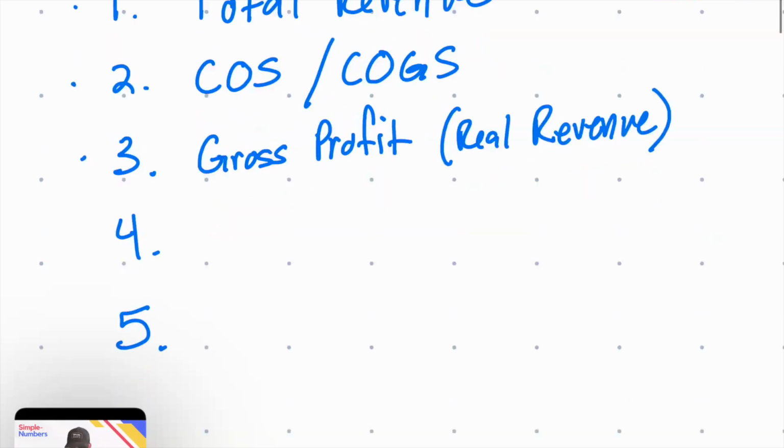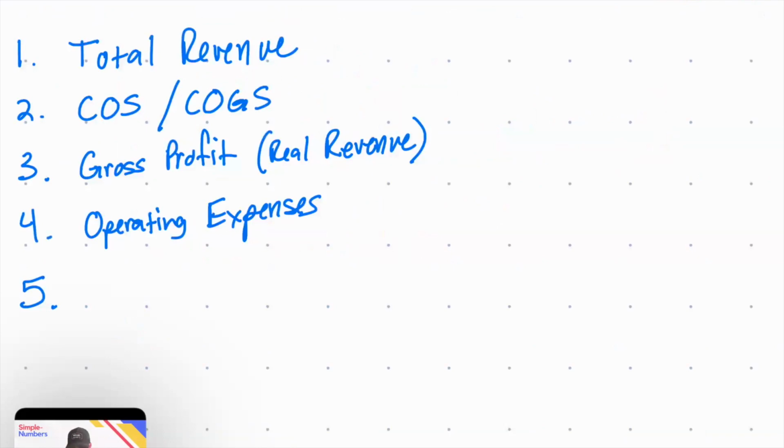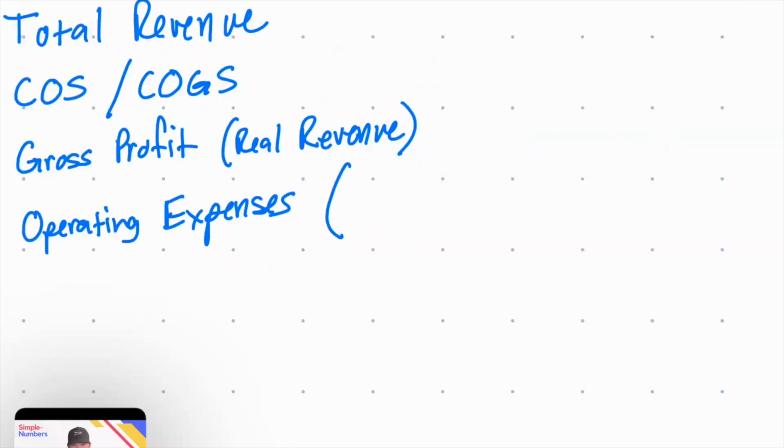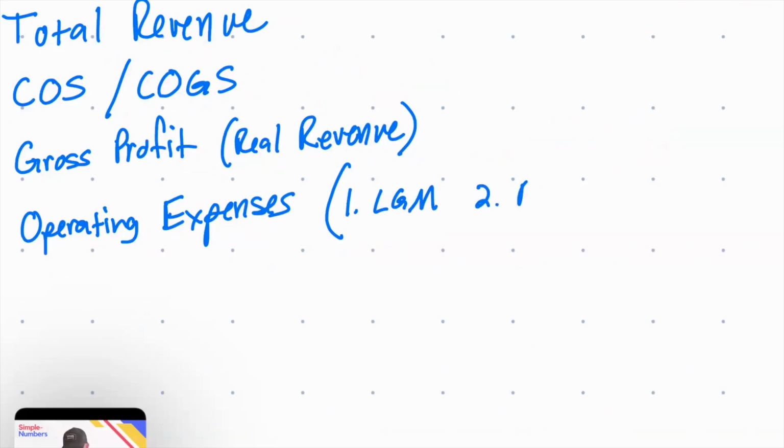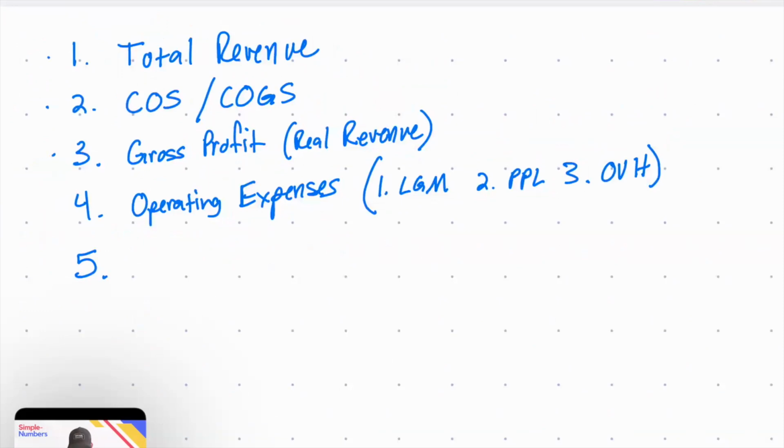Number 4 then is what we would call operating expenses. These are the dollars we spent on running the business, oftentimes categorized into 3 main categories. Number 1, lead generation and marketing, or LGM. Number 2, people expenses, or PPL. And number 3, overhead expenses, or OVH. Number 5 then leaves you with your net profit.